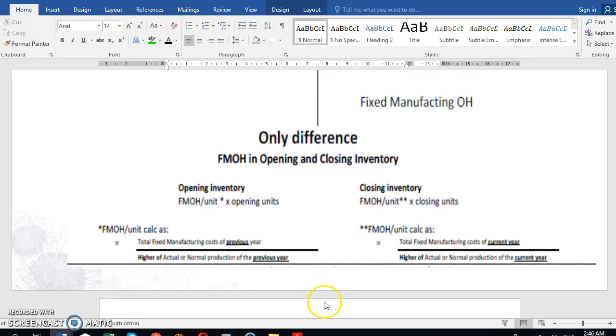This is a very, very important concept because we need to allocate the fixed manufacturing overhead per unit to our opening units, and we need to allocate the fixed manufacturing overhead per unit to our closing units. These two formulas are very important. For opening stock, the formula is the fixed manufacturing overheads of the previous year divided by the higher of actual or normal production of the previous year. For closing stock, it's the same, the only difference being that it's the current year for both the fixed manufacturing overheads as well as the higher of actual or normal production.